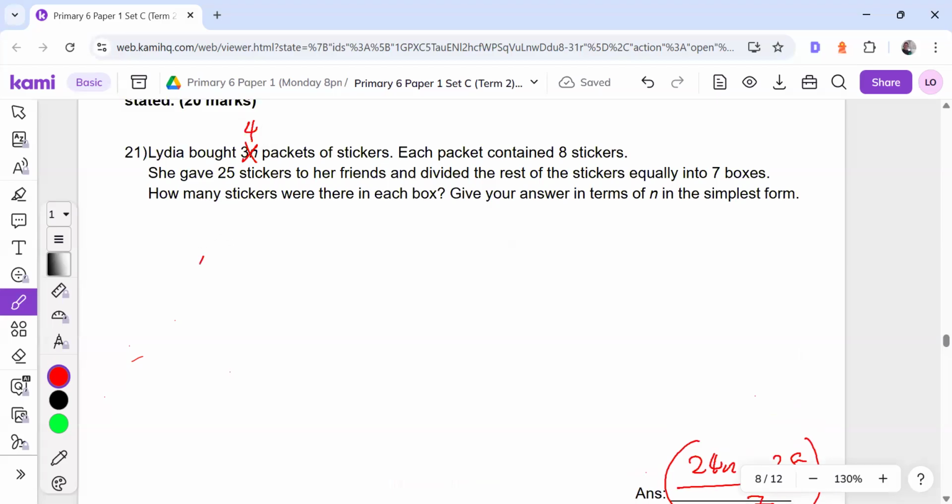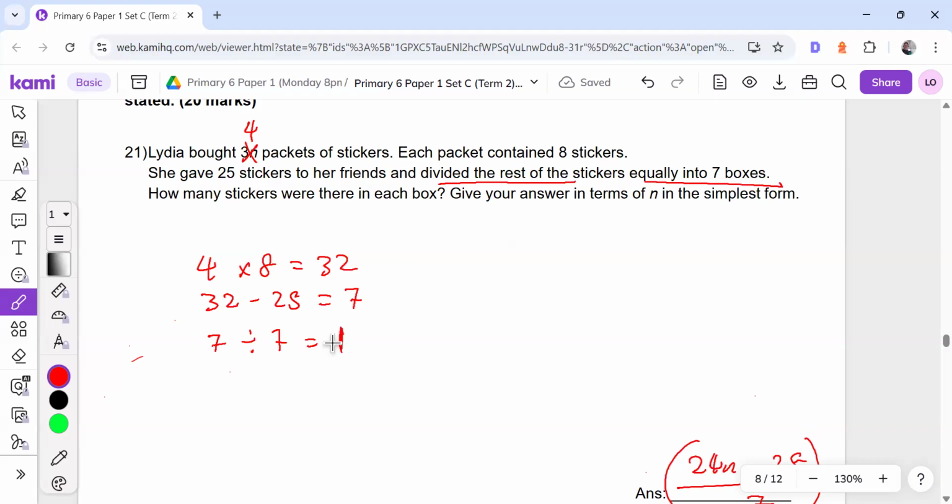So what's the first step? 4 packets times 8, there'll be 32 stickers altogether. And then she gave away 25 stickers. So 32 minus 25, you get 7 stickers left. And then she divided the rest into 7 boxes. So 7 divided by 7. So how many stickers were there in one box? 1 sticker in one box.